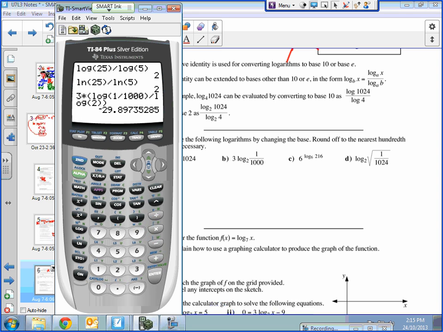Okay, are there any questions as how to do this? You guys okay with this?